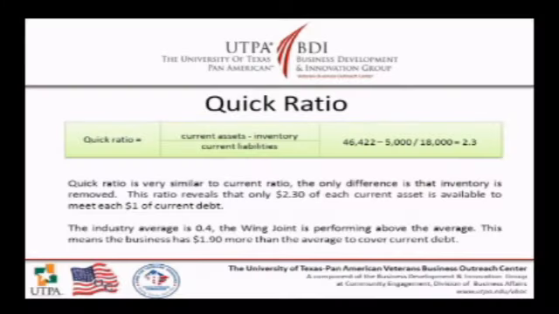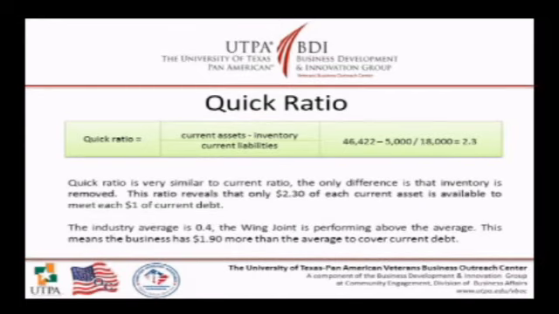That's when you're underwater. That's when you're hurting. So here, like we'll show, the industry average is 40 cents. The wing joint above the average is $2.30. So you can see that it's doing much better than the industry average. Is that statement, the industry average is 0.4? Is that saying that the average business in his industry has 40 cents to pay every dollar of debt?